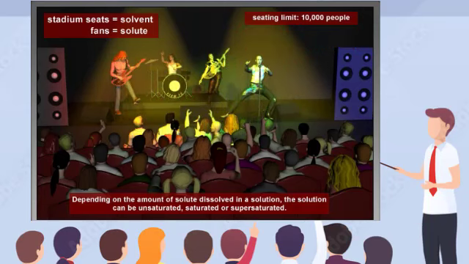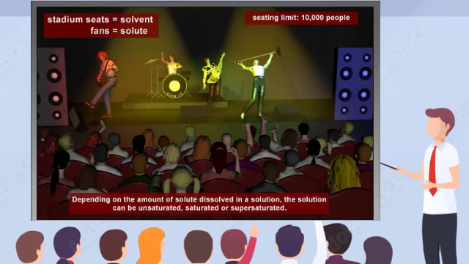Surprisingly, 10 additional people somehow manage to sneak into the concert. The situation when the excess 10 people are in the stadium is analogous to a supersaturated solution because a supersaturated solution contains more solute than the solvent can hold. In addition to not finding a place to sit because there are no seats left, the fans are escorted out of the stadium by security. Excess solute is not escorted out of solution by security. It simply comes out of solution easily.